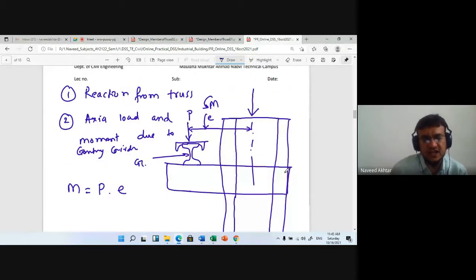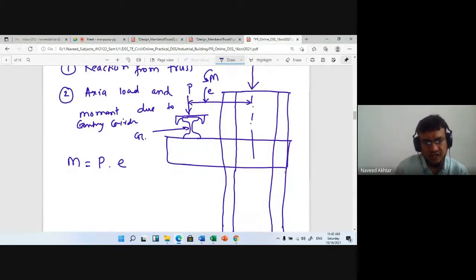If the moment is in one direction only, then you have to design the column for uniaxial bending.